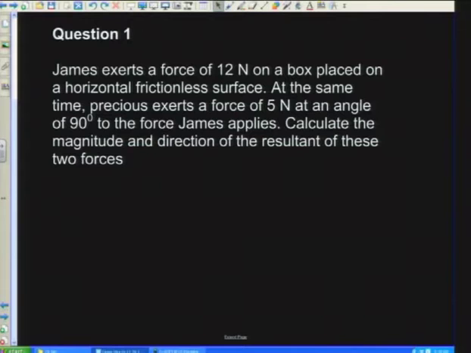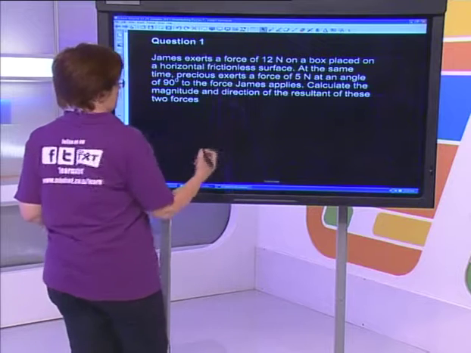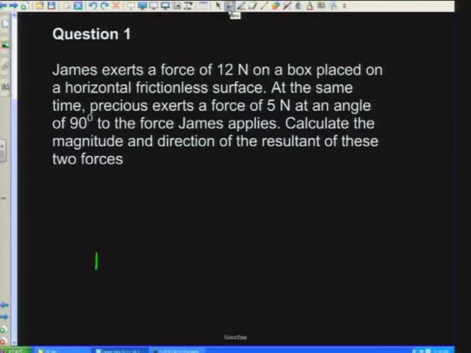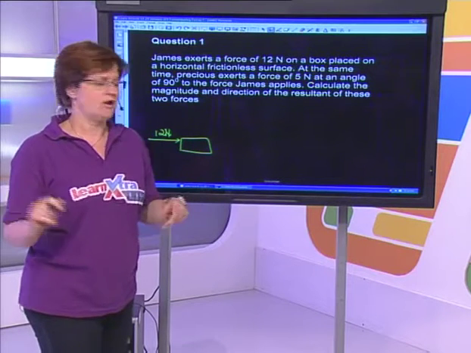Okay, so let's draw a picture of what's going on because that always helps. So, James, we have a box. He exerts a force of 12 newtons. Let's just say he's going this way. There's my 12 newtons. This diagram at the moment is for me, to know what's going on.